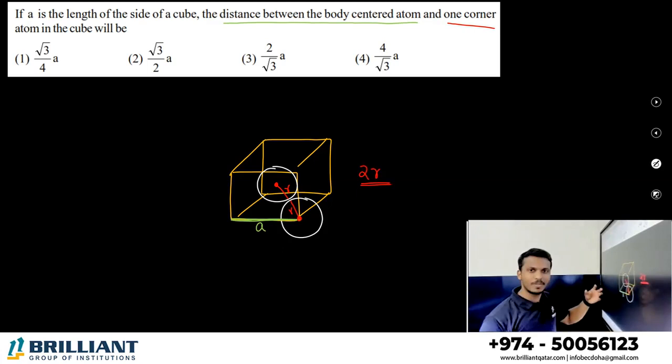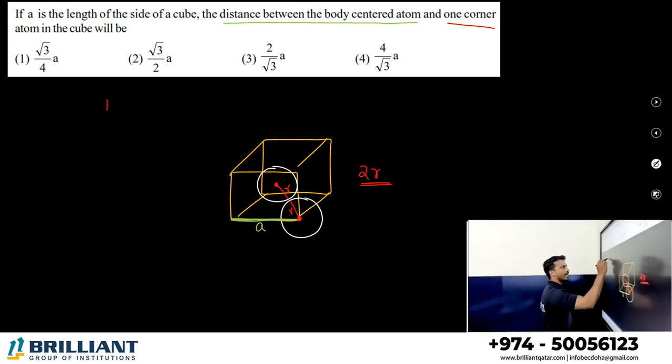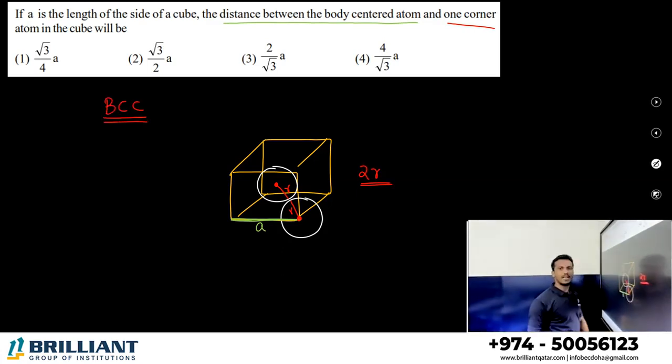What is the system here? BCC. You know what is the relation between radius and axial length in BCC? r equal to a root 3 by 4.